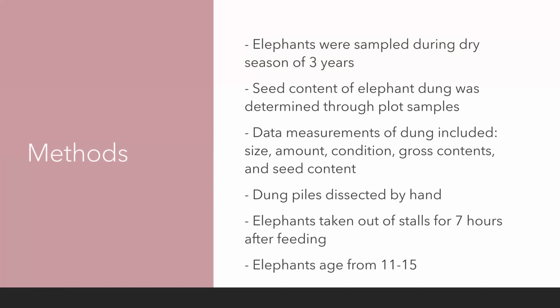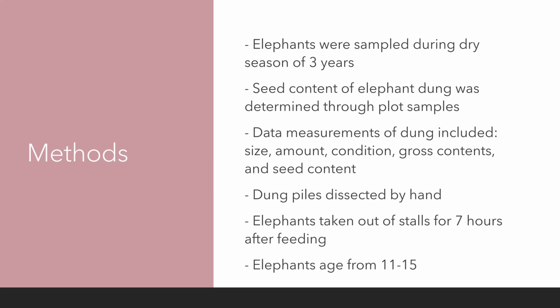So just a little note on the methods. Elephants were sampled during the dry season for 3 years. This is a pretty long period of time, so they had enough evidence to support their hypothesis. The seed contents of the elephants' dung were determined through plot samples. What that means is elephants would go out, and when they pooped, they'd poop in a certain plot so that the humans were able to grab that and look through it.